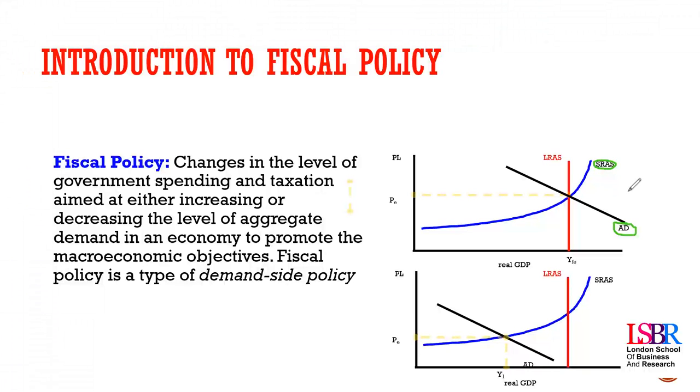So with fiscal policy, changes in the level of government spending and tax are aimed at either increasing or decreasing the level of aggregate demand in an economy to promote macroeconomic objectives. So what does that mean? It means fiscal policy is a demand side policy. Why is it demand side? Because fiscal policy looks at changing the level of demand in an economy. How can that be done? Well, if the government's spending more money, therefore there's more projects, there's more work, there's more opportunities, demand will go up. If the government's spending less money, there's less opportunities, less projects, there's less demand for goods and services, less demand for labor, then demand will go down. Okay, so fiscal policy is a way of influencing what happens to demand.